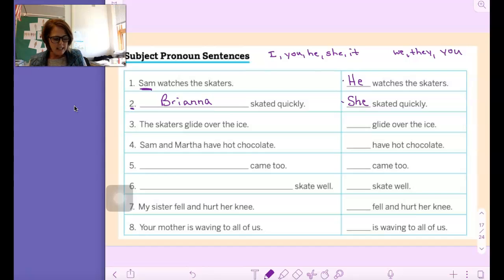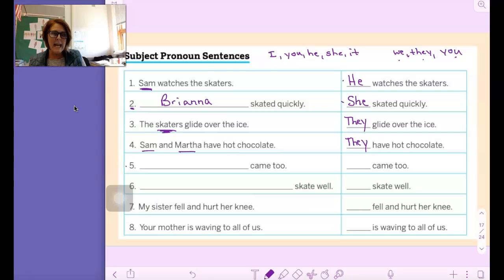Number 3, the skaters glide over the ice. What is the subject in that sentence? It is skaters. It's plural, so we have to use we, they, or you. Which one sounds correct? We glide over the ice, but I'm not included in that. They glide over the ice. Number 4, Sam and Martha have hot chocolate. Sam and Martha are the subjects. They have hot chocolate.